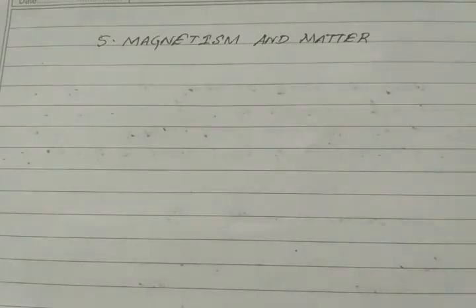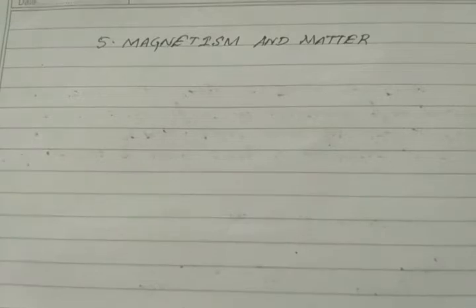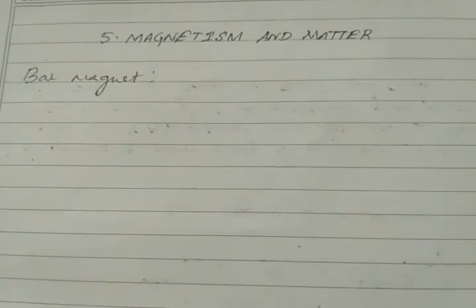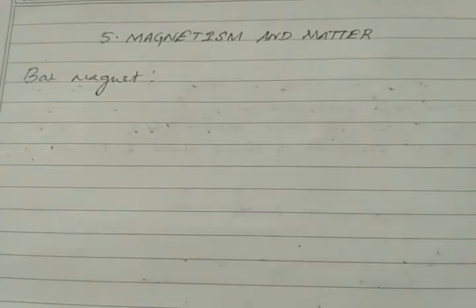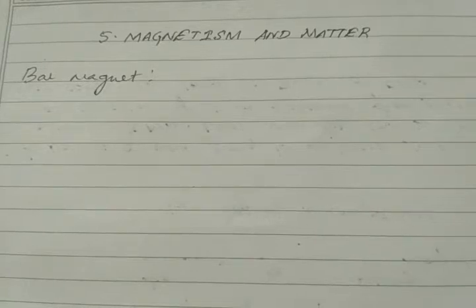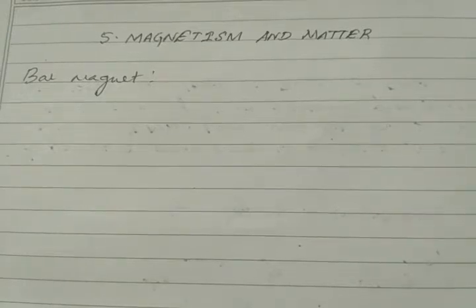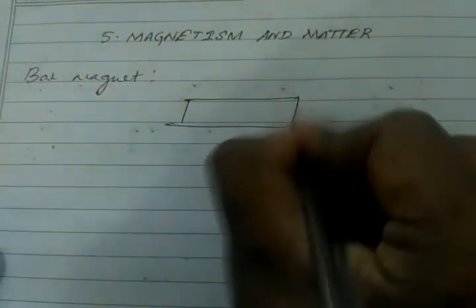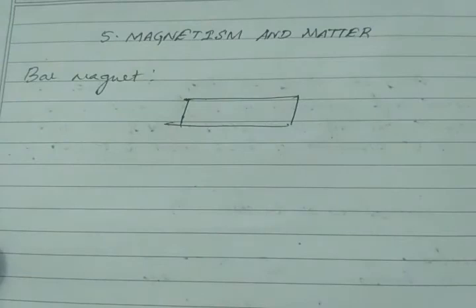The first topic is bar magnet. This topic is full of theories, okay, with very few derivations. So the first one is bar magnet. A bar magnet is in the shape of a chocolate, so we can say a rectangle shape. So this is a bar magnet.